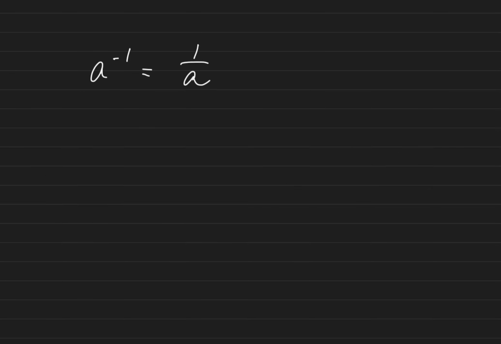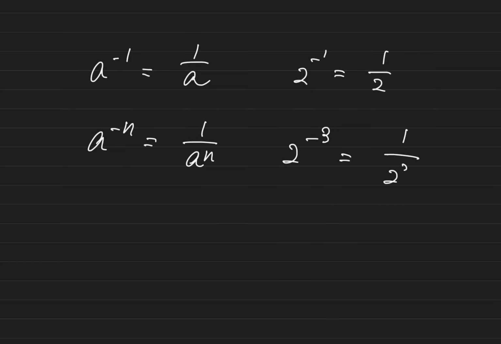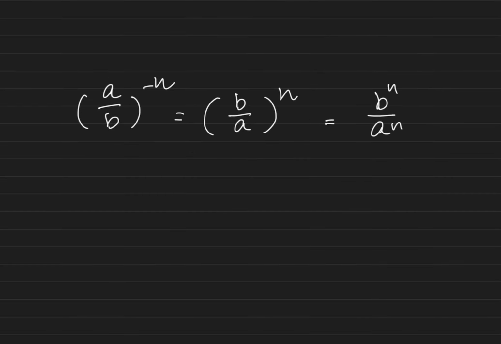This means that a negative power is the reciprocal. For example, 2 to the power of negative 1 equals a half. Similar to this, a to the power of negative n, which could be any number, would equal 1 over a to the power n. For example, 2 to the power of negative 3 would equal 1 over 2 to the power of 3, which is 1 over 8. Now on to the next one.